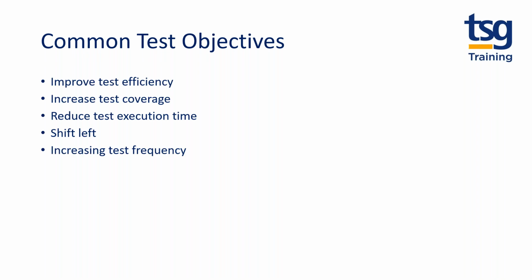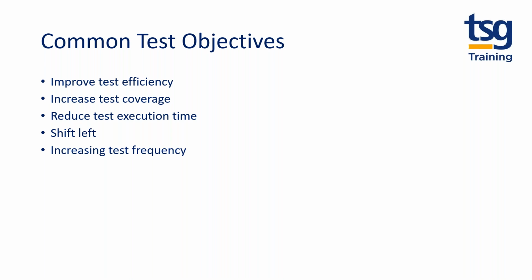The common test objectives displayed here can all be achieved using test automation, as we've just seen on the previous slide. Improve the efficiency of testing by reducing the cost of each test run. Increase test coverage by testing more and testing aspects that we might not be able to test manually. Reduce the amount of time needed for running tests. Shift left: being able to push more testing earlier in the software development lifecycle to find and remove defects from the code at the first opportunity. And lastly, increasing the frequency with which tests can be run.